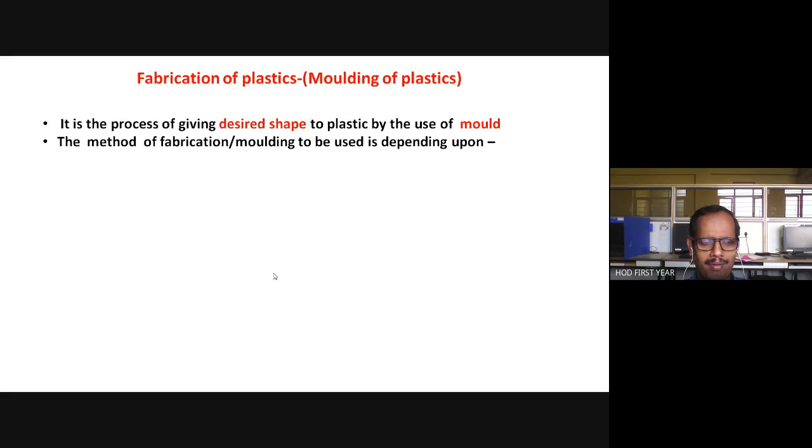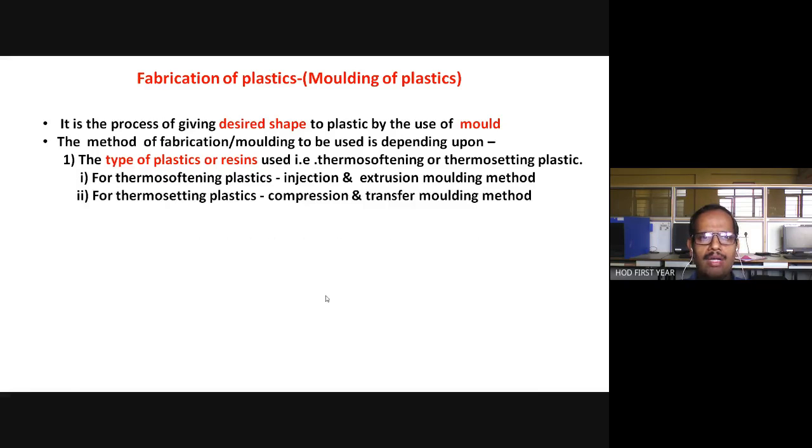So type of resin is one variable, type of plastic is one variable, and another variable is shape to be given. Whether this is simple shape, complicated shape, uniform shape, whatever shape. So these are two variables, type of plastic and shape to be given. Okay. So accordingly, for thermosoftening plastics, we should use injection or extrusion molding, and for thermosetting plastics, we should use compression or transfer molding. Okay, you should know this.